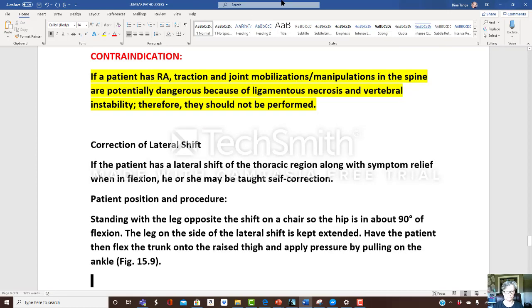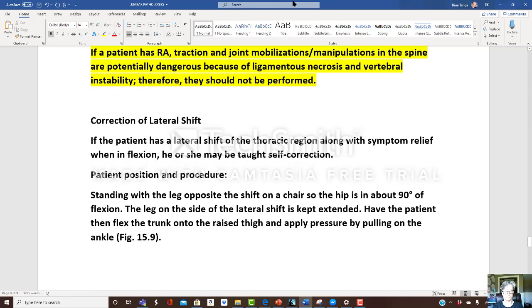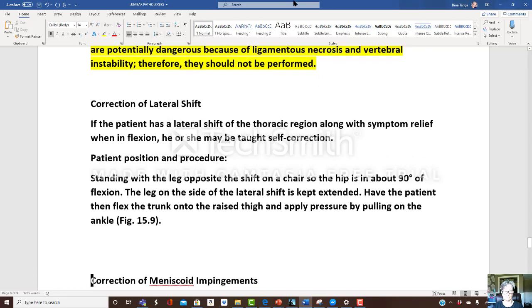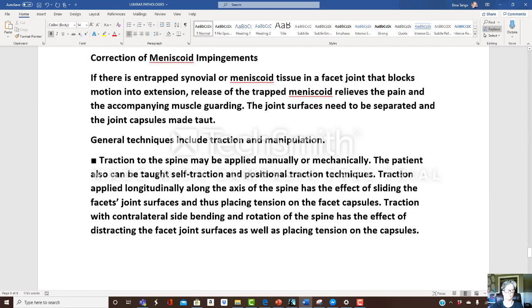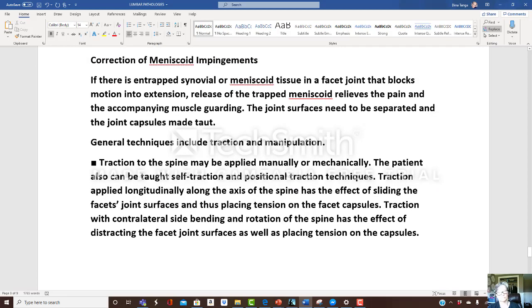Have the patient then flex the trunk onto the raised thigh and apply pressure by pulling on the ankle. Figure 15.9. Correction of meniscoid impingements. If there is entrapped synovial or meniscoid tissue in the facet joint that blocks motion in extension, release of the trapped meniscoid relieves the pain and the accompanying muscle guarding. The joint surfaces need to be separated and the joint capsules made taut.